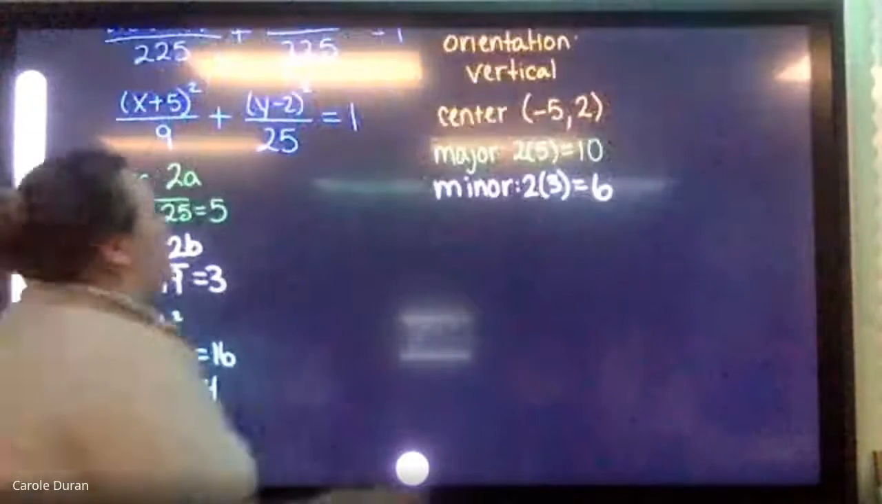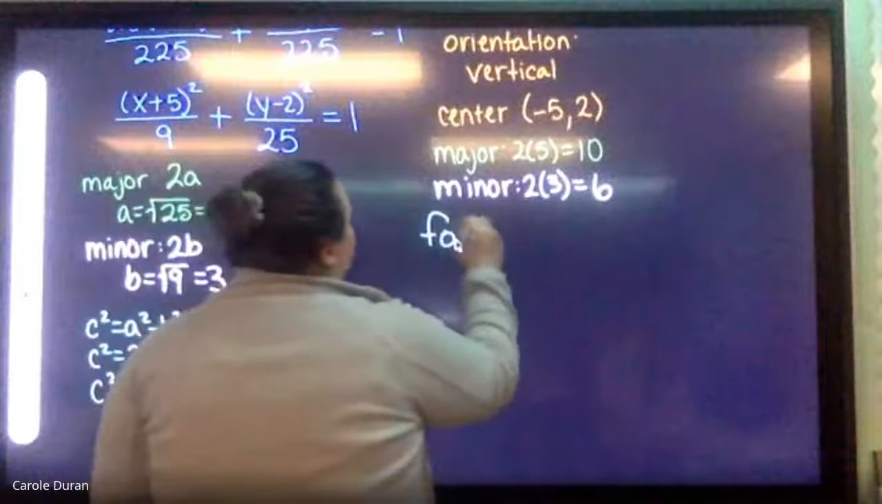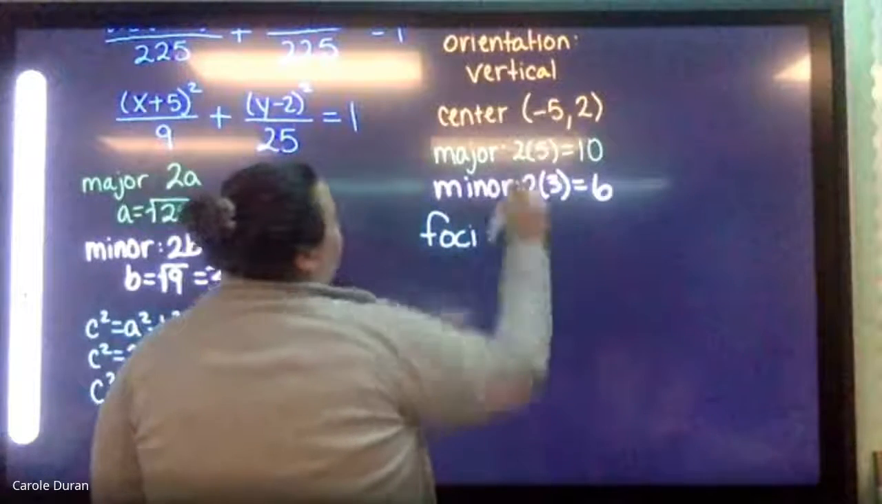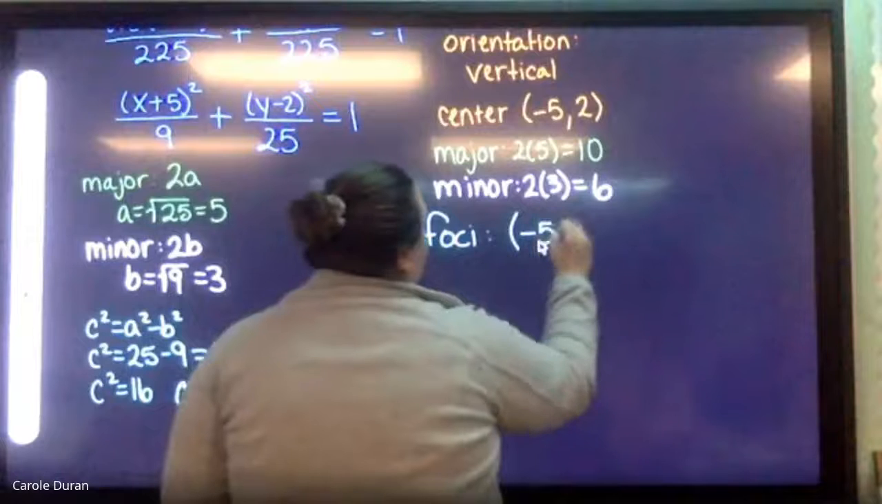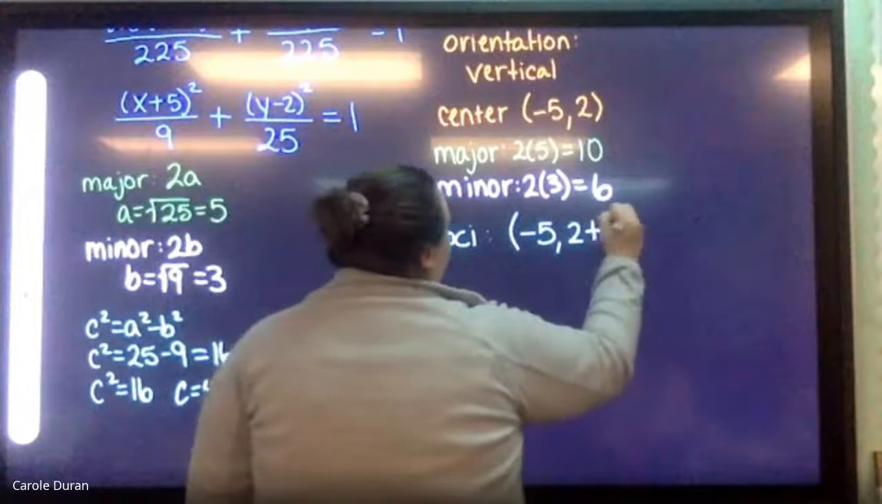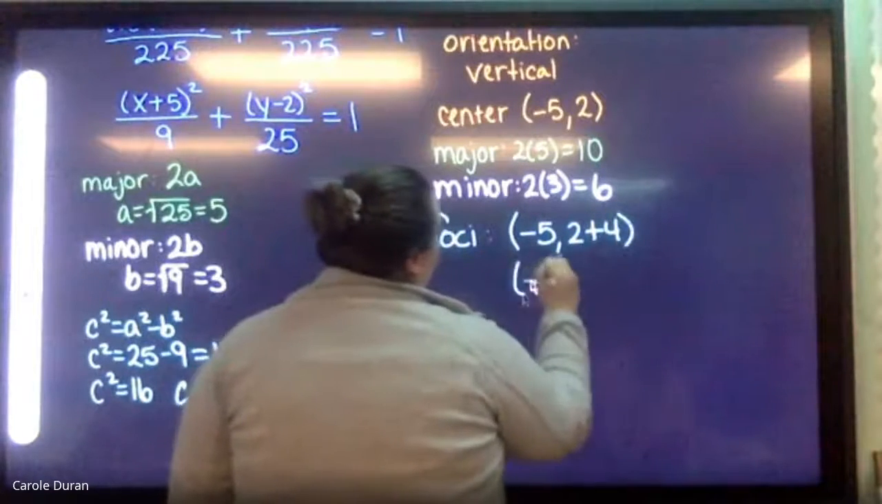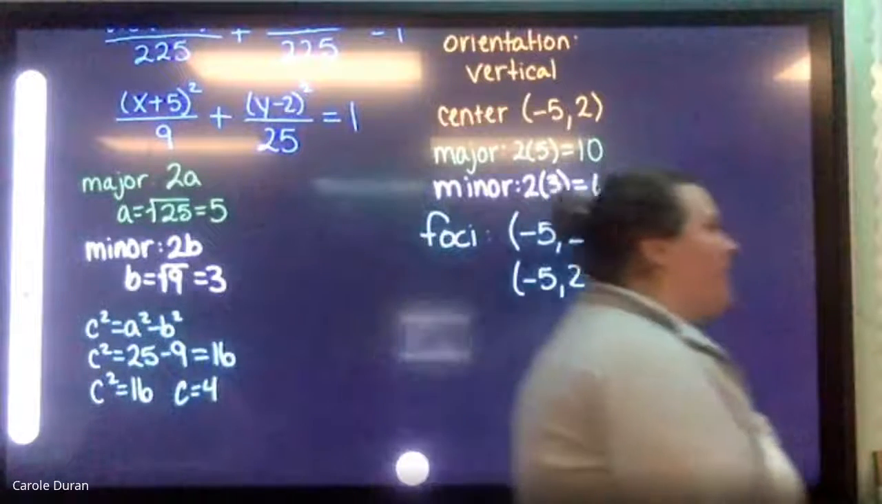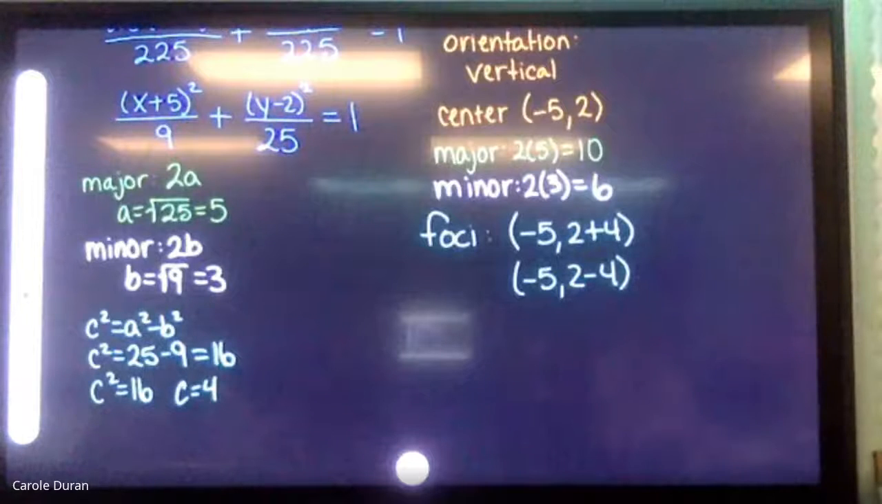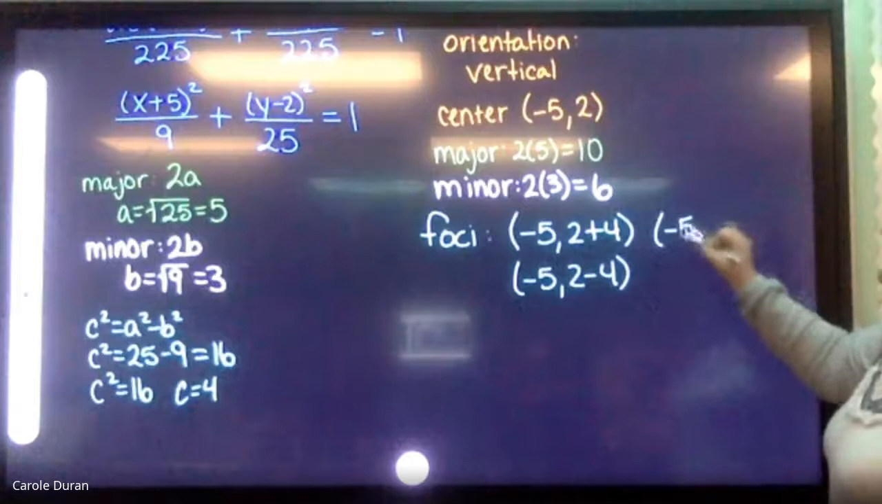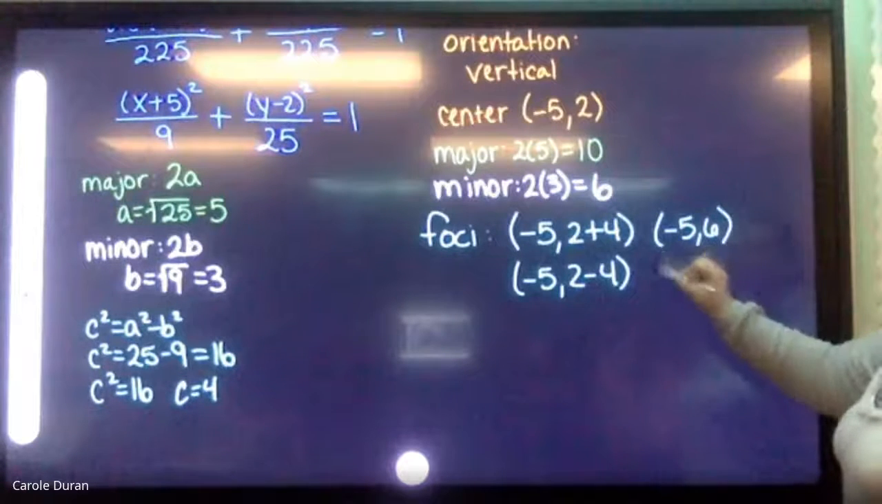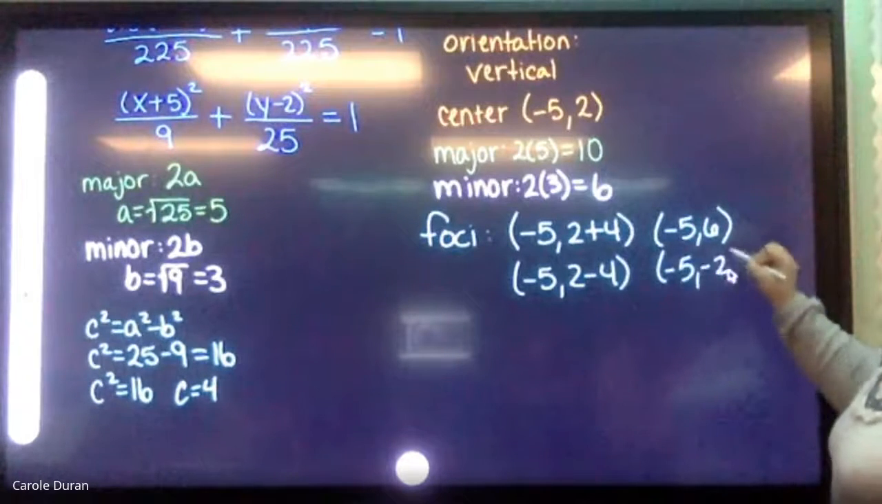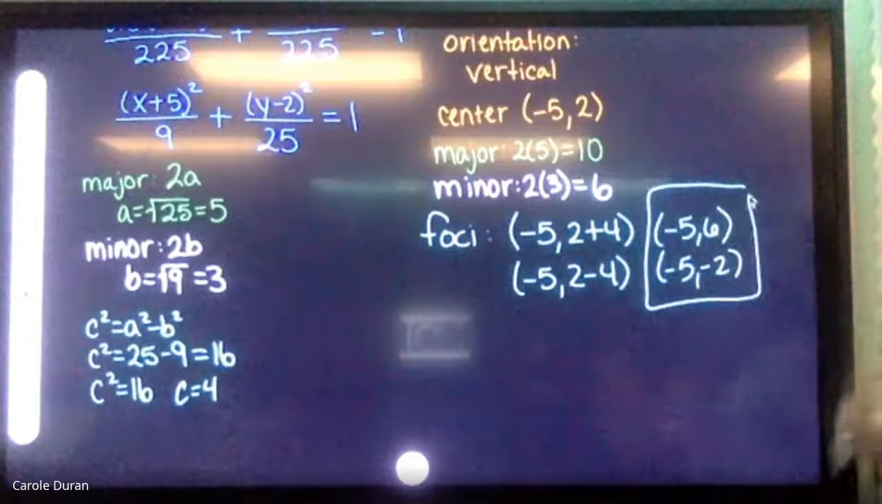So that means that the coordinates of my foci are going to be my center with 4 added to and subtracted from the y of my center. And then I just simplify it out. So 2 plus 4 makes 6. 2 minus 4 makes negative 2. So these are the coordinates of my foci.